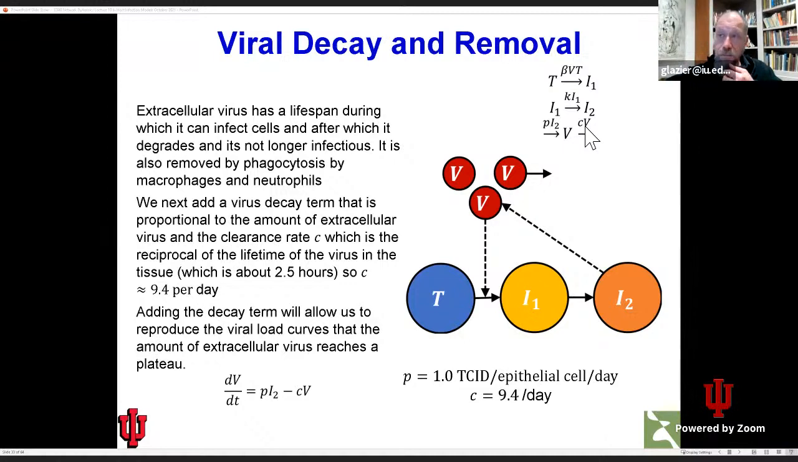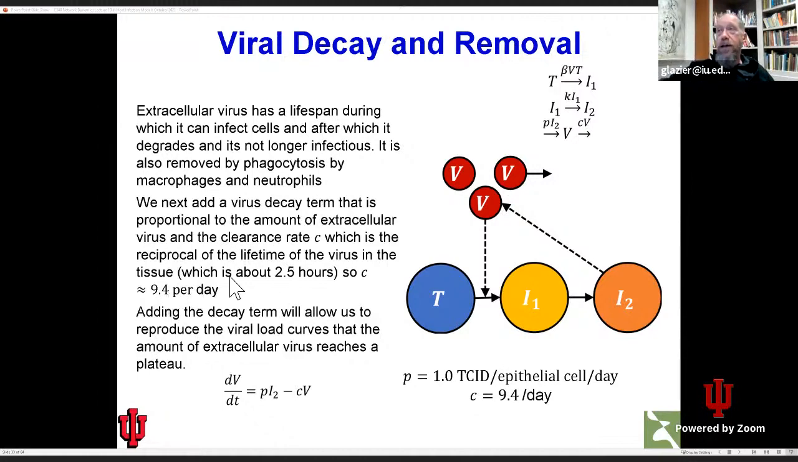The typical lifetime for a virus in your lungs, for example, is an hour or two. If we assume that the lifetime of the virus is on the order of 2 hours, then to get the clearance rate, we have to turn 2 hours into days. 2 hours is a little more than a tenth of a day. And so that means that the clearance rate is about ninefold or tenfold per day.